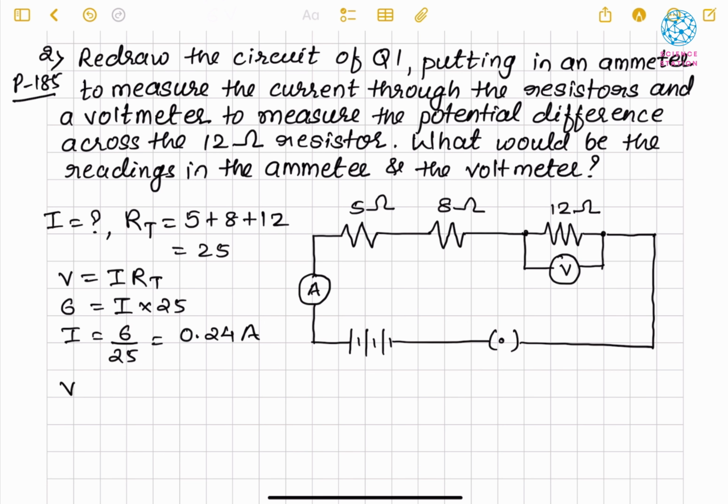0.24 ampere. Now we know that V equal to IR is the formula. So now I is 6 upon 25 and I am finding the voltage across the 12 ohm resistance. So that will be 12 into 0.24. So that will be 2.88 volt.